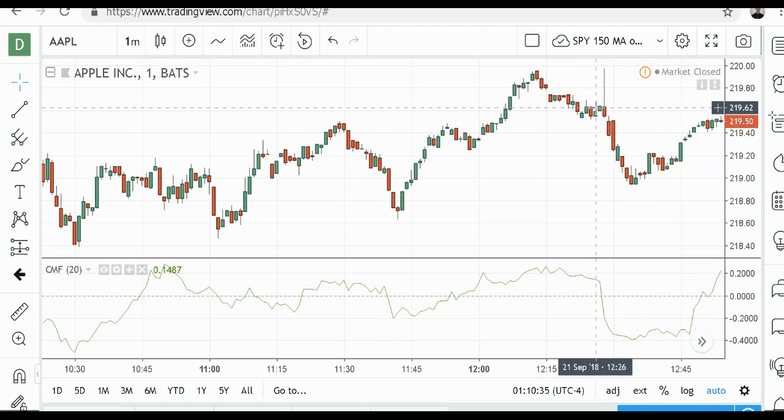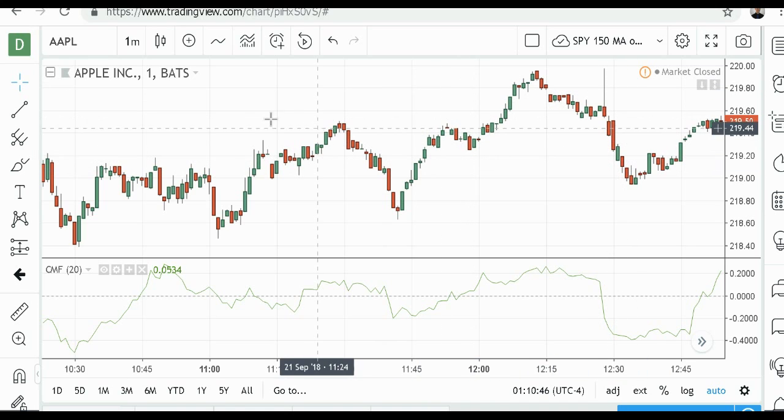All right, and if you had shorted, you could have done pretty well. Again, you've got to be careful. Notice the long wick or shadow on this one. It got pretty wild over here. So stop losses for day traders are oftentimes a good idea.